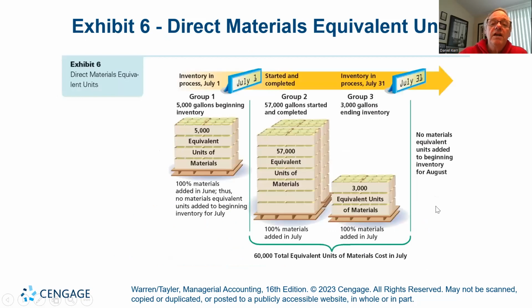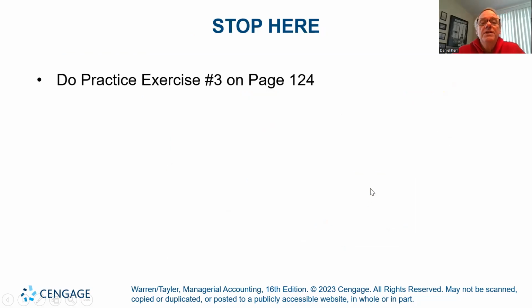So look at it graphically here. We know that we have 65,000 gallons to account for. That 5,000 was from the beginning inventory. So in terms of equivalent units done this period, the 5,000 is a carryover from the previous period. The equivalent units this period is the 57,000 that were actually started and completed, and the 3,000 that is in inventory. So let's take a pause here and do exercise 3 on page 124.